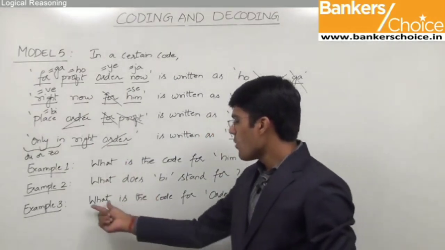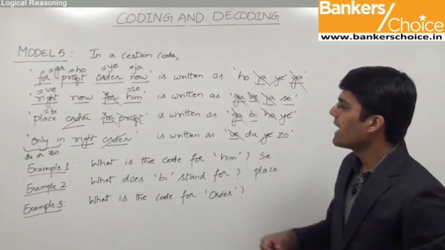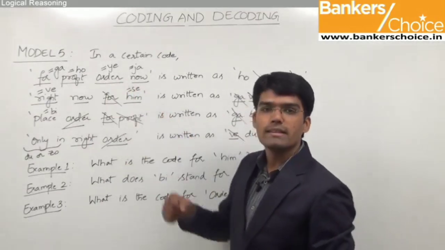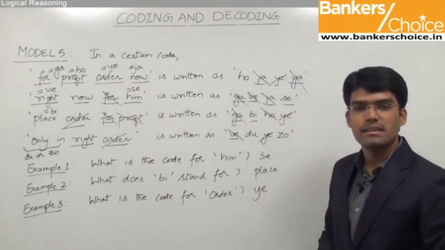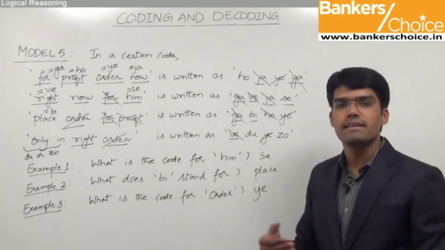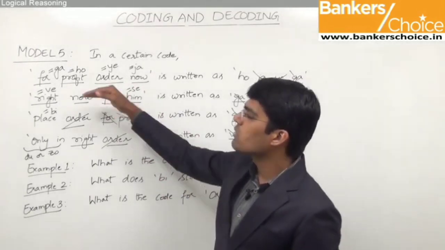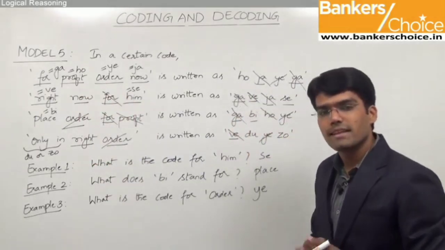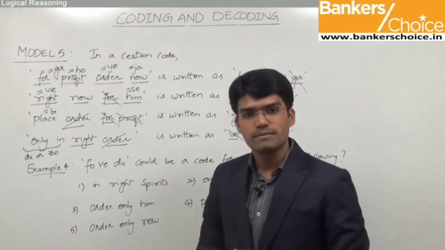The third question is, what is the code for order? From this side we know that the code for order is YEA. So we can say that order is coded as YEA. So as you have seen here, answering the questions hardly takes any time. The only thing which needs to be performed is to find out the codes for the given words on the left hand side. Let us now take the fourth example from model 5.